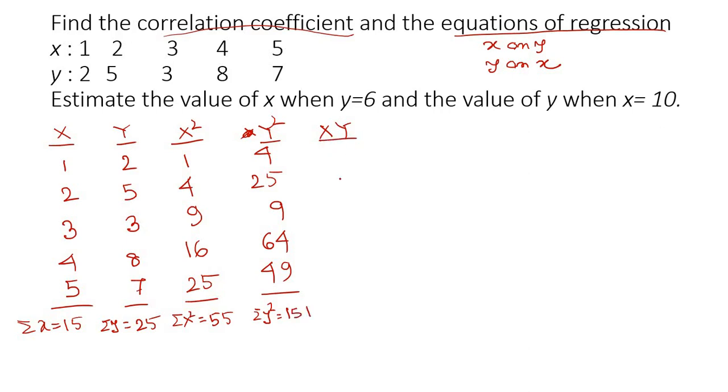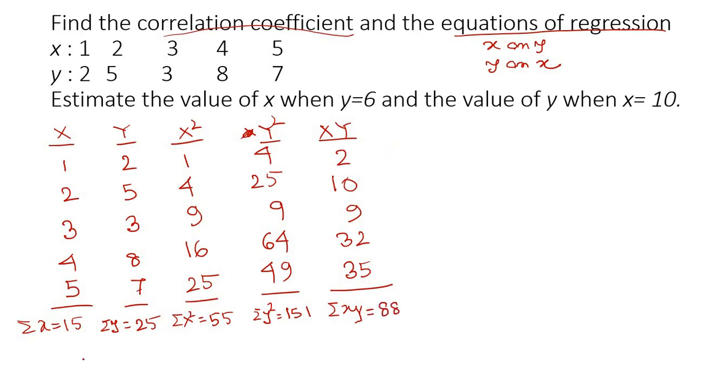Lastly, the xy column, so I multiply this: 2 into 1 is 2, 5 into 2 is 10, 3 into 3 is 9, 4 into 8 is 32, and 7 into 5 is 35. So when you add up, this is my summation xy column, and that is equal to 88.